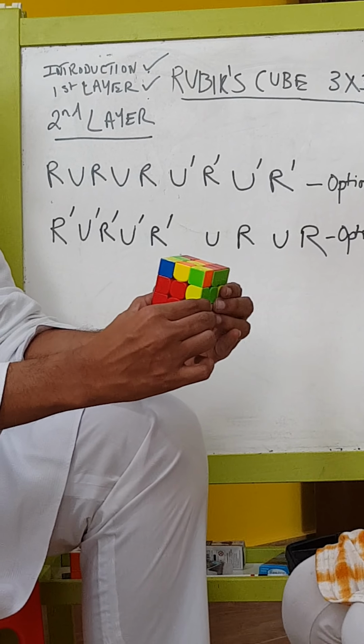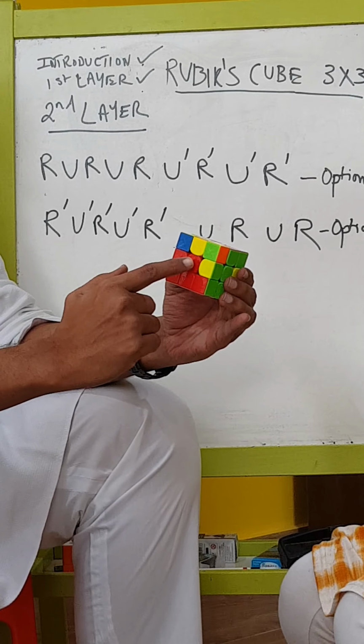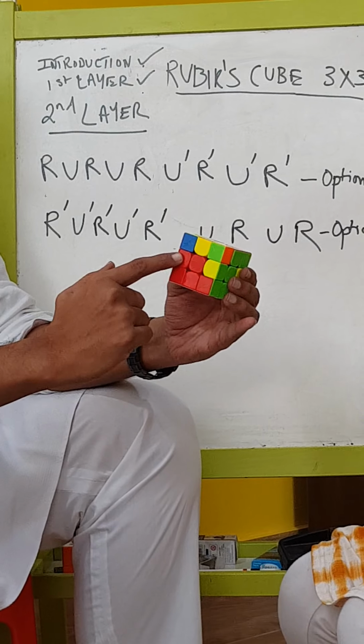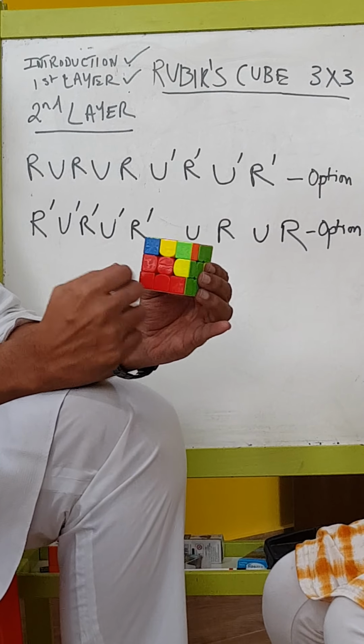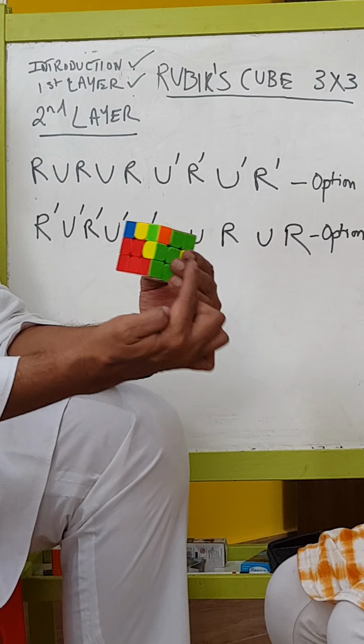So what has happened? See, now we've got the reds and the blues aligned. Similarly, repeat this till you get the whole thing.